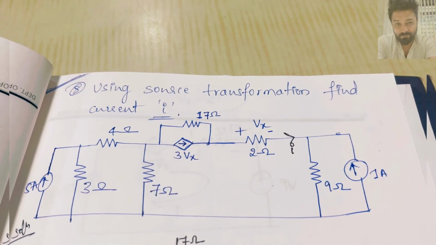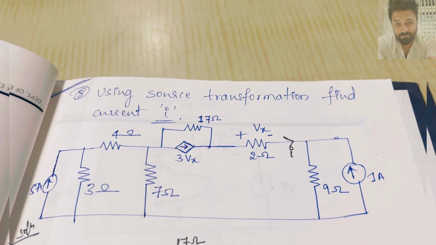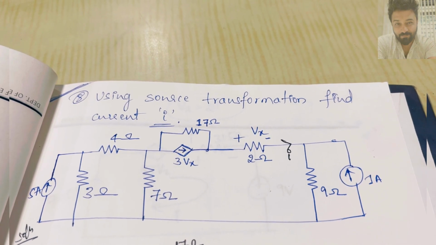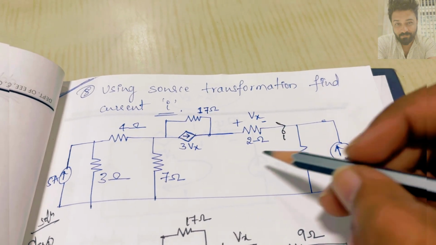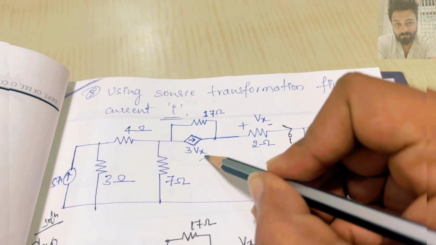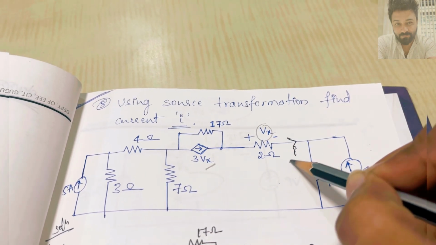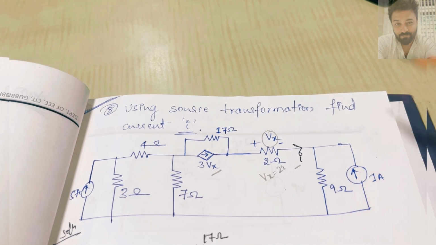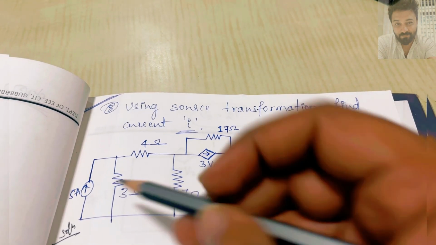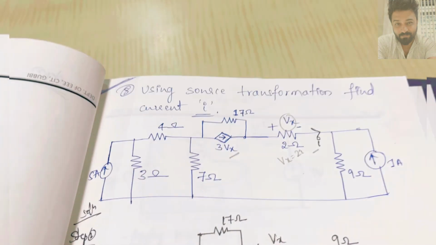In this video, let's solve one more problem on source transformation. Using source transformation, find current I. You can see the circuit. Here you have a dependent current source, that is a voltage dependent current source. This current source depends on Vx, and the current that flows through it is I, so that Vx equals 2 into I. It is a voltage dependent current source.